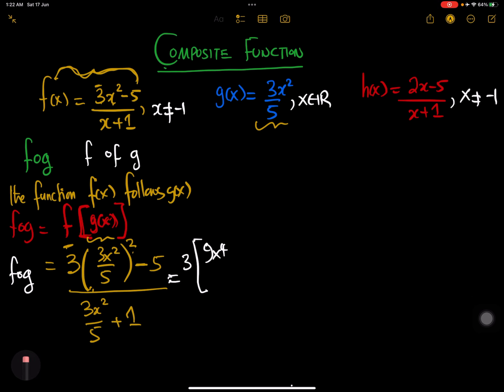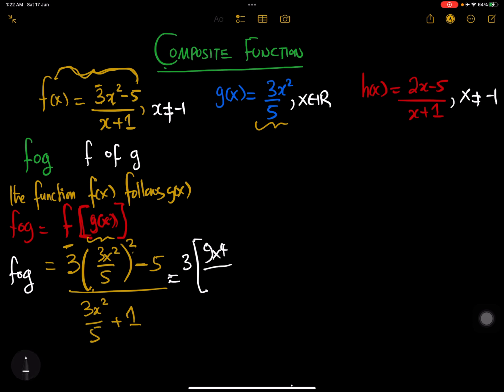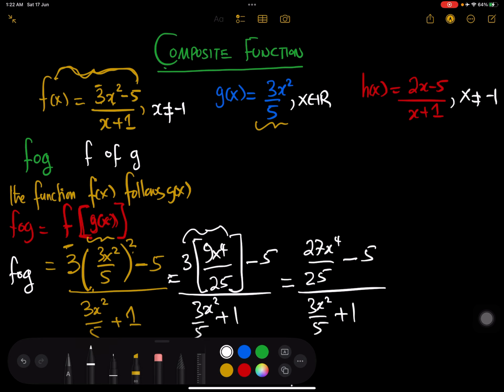Now, we've been able to find the 3x squared, which is 9x to the power 4, divided by 5 squared, which is 25. And then we're getting minus 5 here, divided by 3x squared over 5 plus 1. Now, the top part is going to be 27x to the power 4, divided by 25, minus 5, all divided by 3x squared over 5 plus 1. And here it's just fractions.